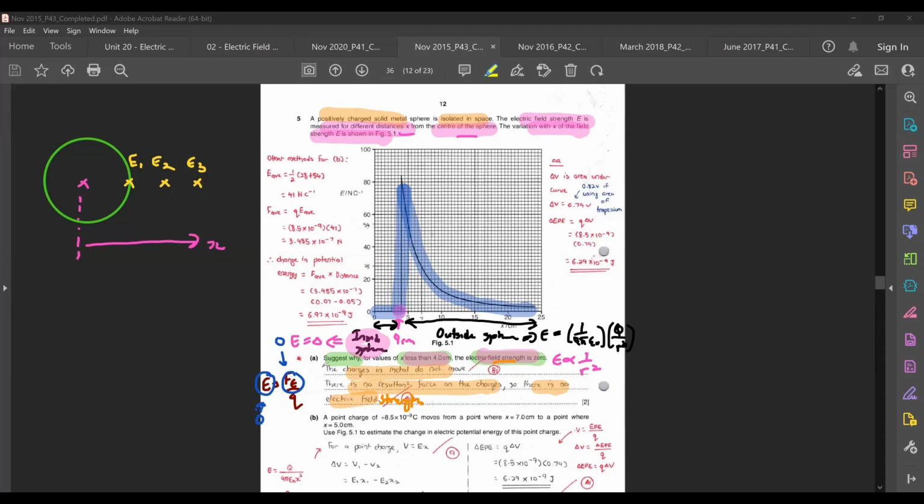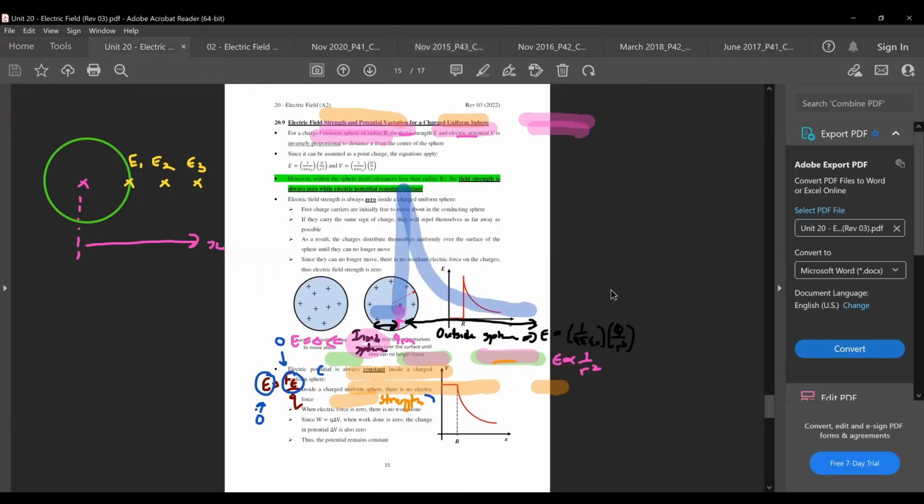So this is your standard answer when it comes to why field strength inside a sphere is 0. Number one, the charges in your metal don't move. Number two, there is no resultant electric force on the charges. Therefore, no electric field strength or no electric field. They kind of mean the same thing. This part is actually inside your notes under page 15. This is a detailed explanation.